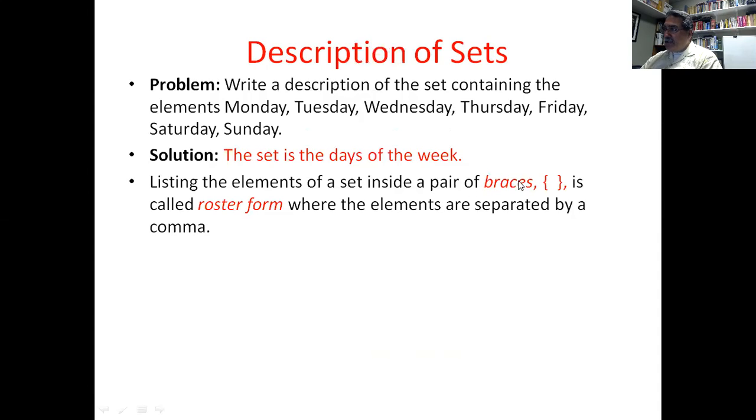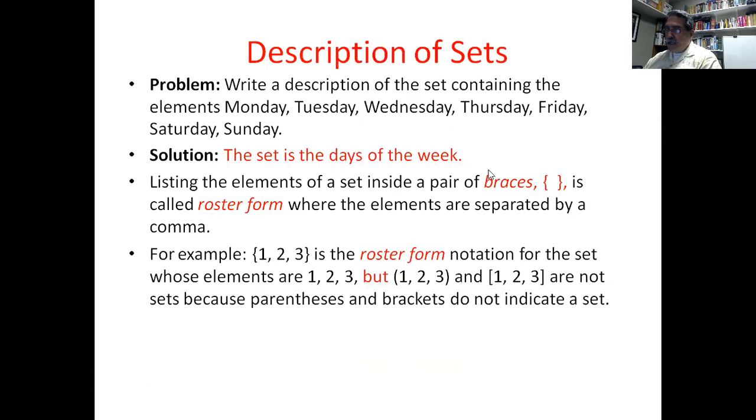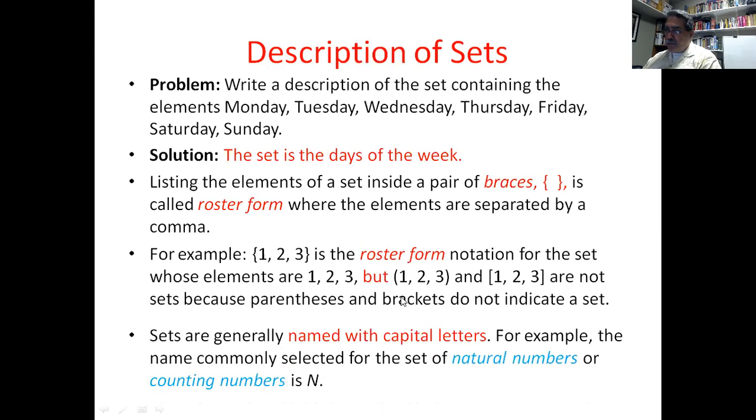You put the elements of the set within a pair of braces. For example, you have here a pair of braces, and then we have 1, 2, 3. This is a roster form notation for a set whose elements are 1, 2, and 3. But this within parentheses or brackets is not a set, because parentheses and brackets do not indicate a set.